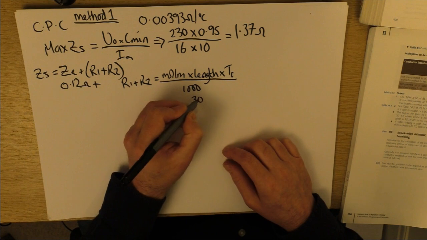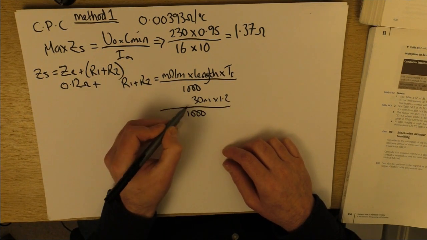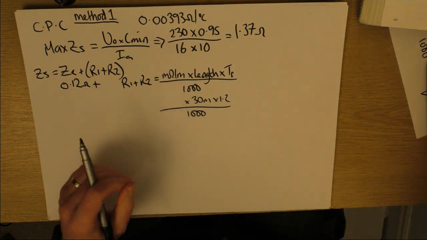So that factor was 1.2. And we know the length, that was 30 meters. And we know the number of thousand. So we're getting there. We just need to find this milliohm per meter value.